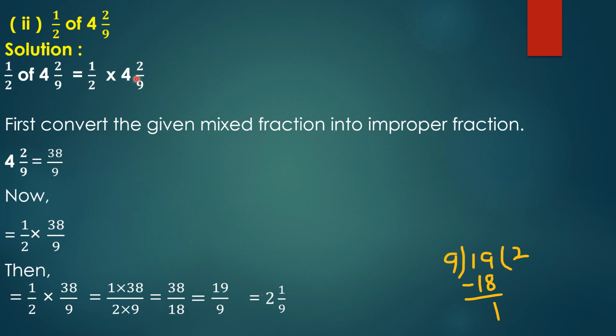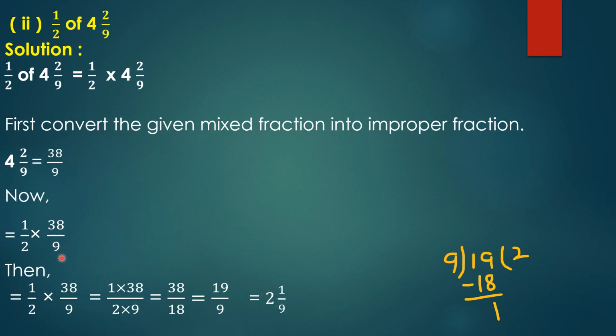Now, here we have one mixed fraction. Now, this has to be converted into an improper fraction. Therefore, 4, 2 by 9 equals 38 by 9, because 9 4s are 36, 36 plus 2 is 38. So, 38 by 9. Now, 1 by 2 into 4, 2 by 9 will become 1 by 2 into 38 by 9. Now, we have to do the multiplication of the two fractions.